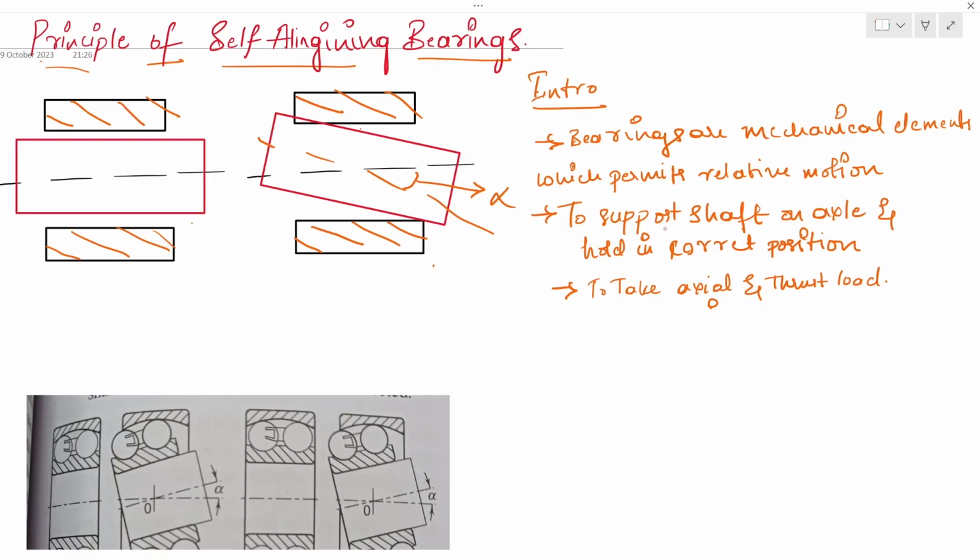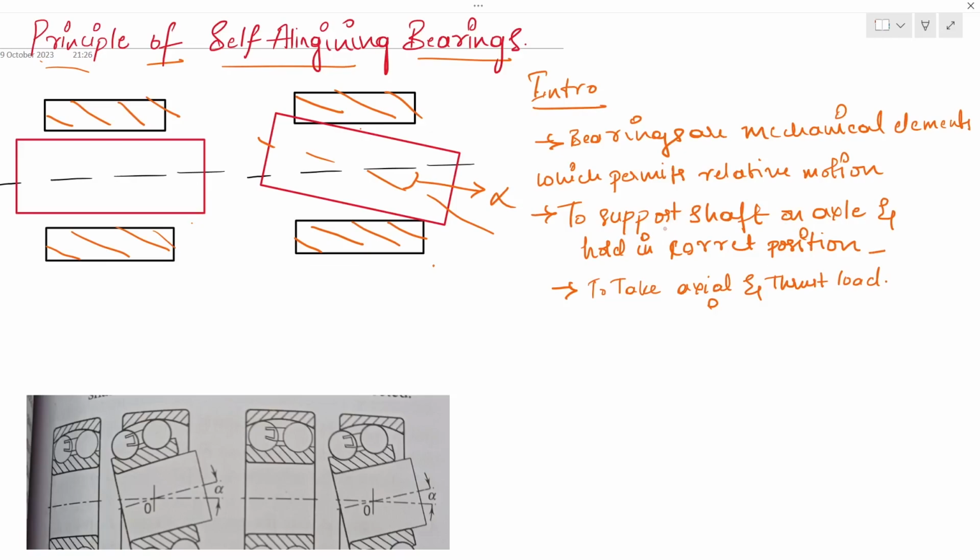Bearings are the mechanical elements which allow relative motion between the stationary part and the rotating part. Either the shaft is the rotating part, and the axle or the housing, wherever it sits, is the stationary part, and it will allow the relative motion. So it ensures the free rotation of the shaft with a reduced amount of friction. Basically it is used to reduce the friction, and it also supports the shaft on the axle, which helps reduce the deflection, and it keeps the shaft in the correct position.